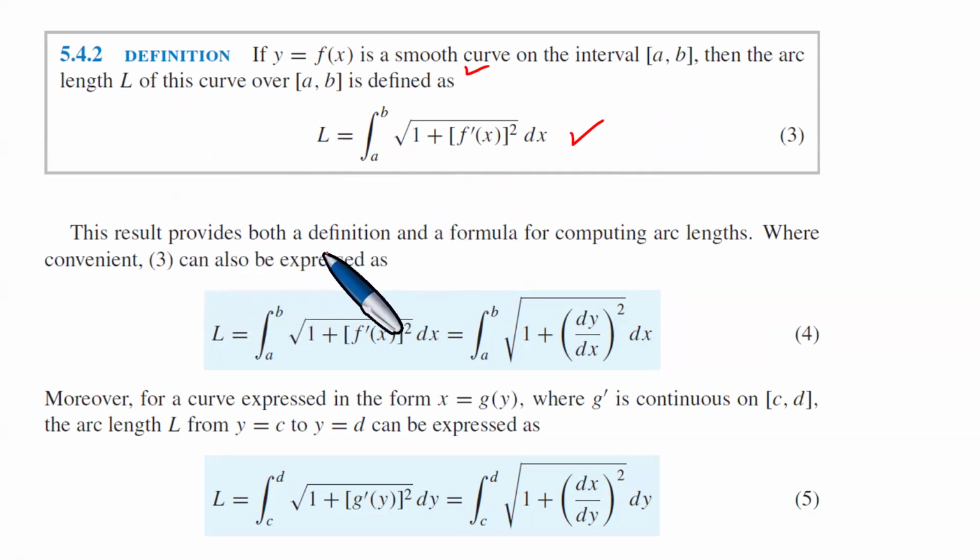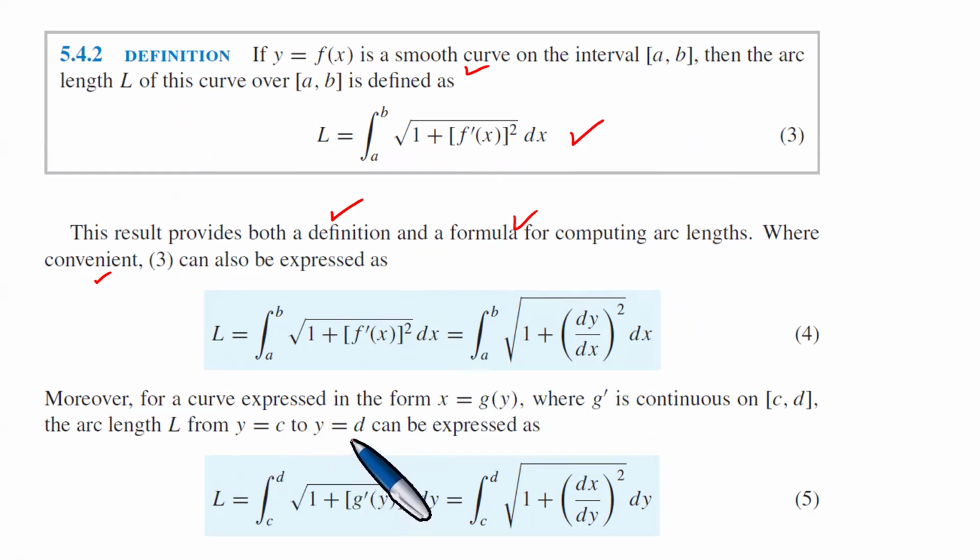This result provides both a definition and a formula for computing the arc lengths. Where convenient, 3 can also be expressed in another way: f prime of x can be written as dy dx, and everything else remains the same.